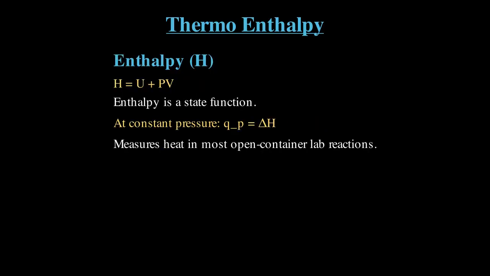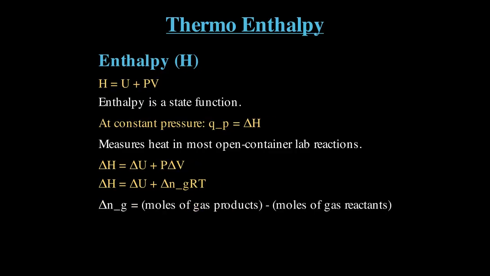This is incredibly useful because most lab experiments are done in open containers at constant atmospheric pressure. The relationship between them is delta H equals delta U plus P times delta V. For reactions involving gases, a more convenient form is delta H equals delta U plus delta n subscript g RT, where delta n subscript g is the change in moles of gas products minus reactants.